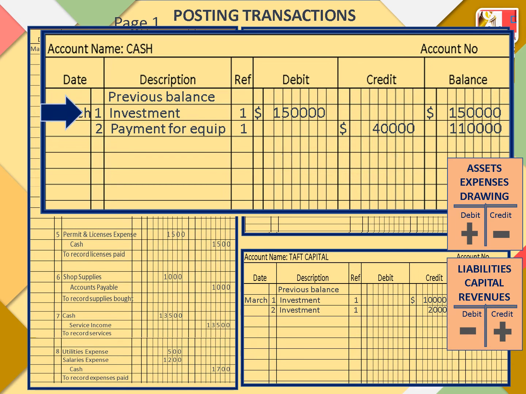On March 1, for example, cash was increased by $150,000. Therefore, the balance on that date is $150,000. But on March 2, cash was decreased by $40,000. Therefore, the balance on that date is down to $110,000. Failure to properly observe the debit and credit rules in the posting of entries will ruin the accounting equation and the financial statements.